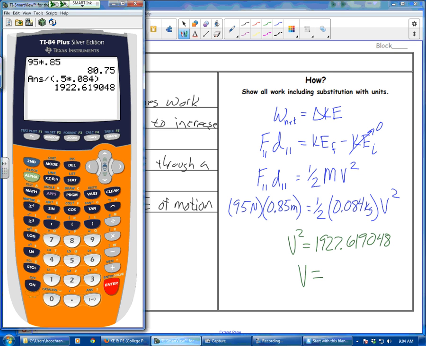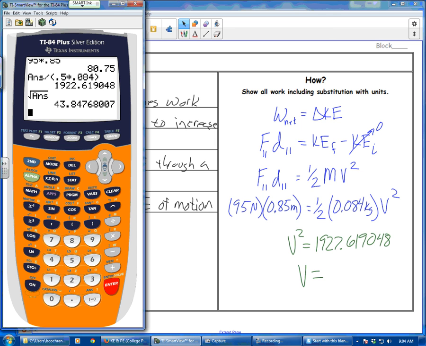I took my left side of my equation, and then I realized I wanted to get V squared by itself. So I divided that left side by the 1/2 times 0.084, the stuff multiplied by V squared on that side. But my answer, I need to have the square root of that answer. I don't care what V squared is, I want V, and it tells me my V is 43.8 meters per second.